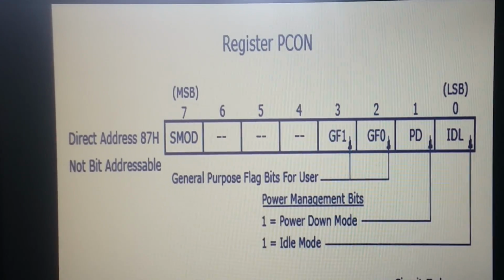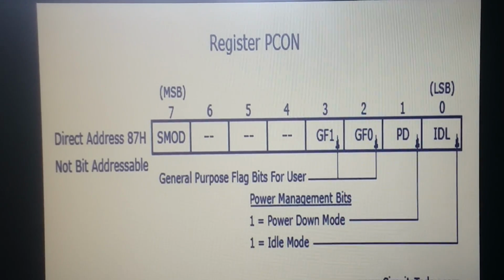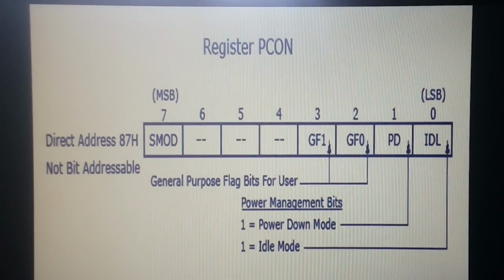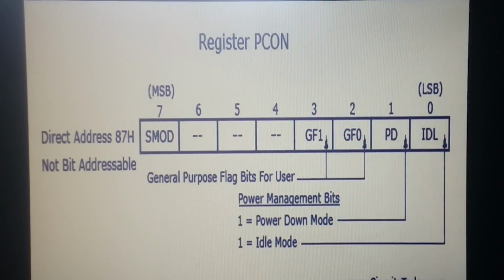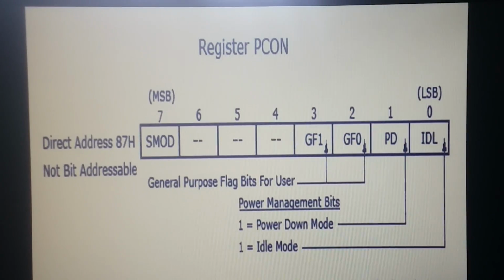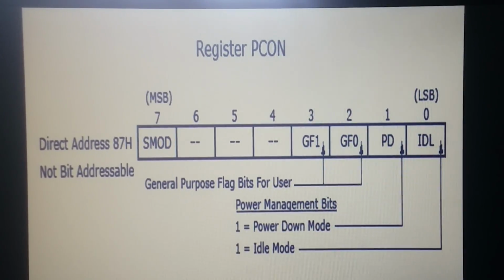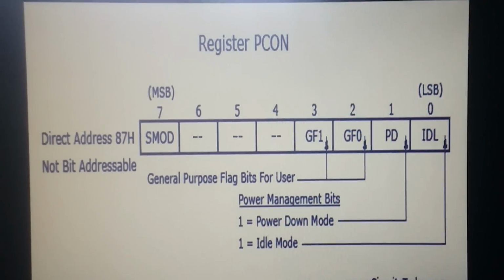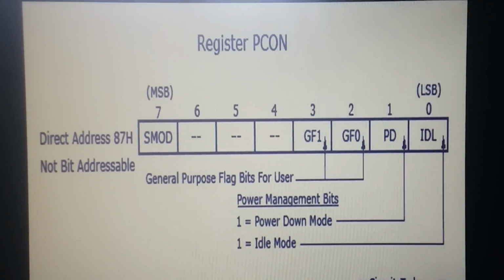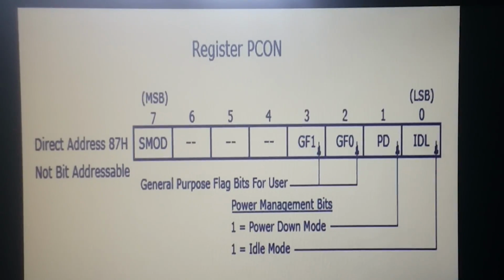Next comes the register PCON. PCON is what? Power control. So we are going to program our power control operation in the 8051. This is an 8-bit register. The first bit is idle, the second bit is power down mode, the third and fourth bits are general purpose flag bits for the user. Bits 4, 5, 6 are not used, and bit 7 is what? Serial mode register. This is not bit addressable, this is byte addressable. We can program our power so that the operation is efficient and effective.